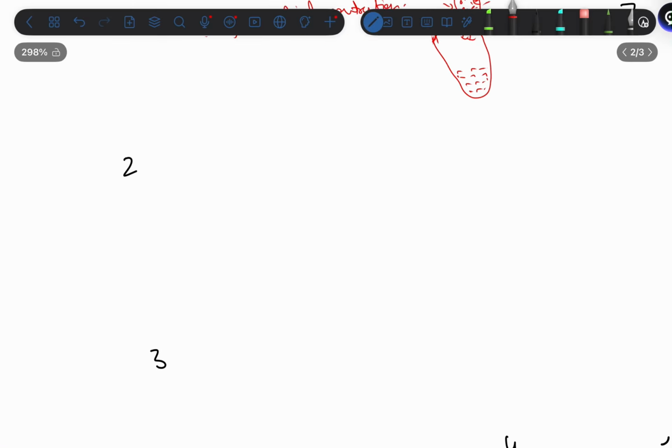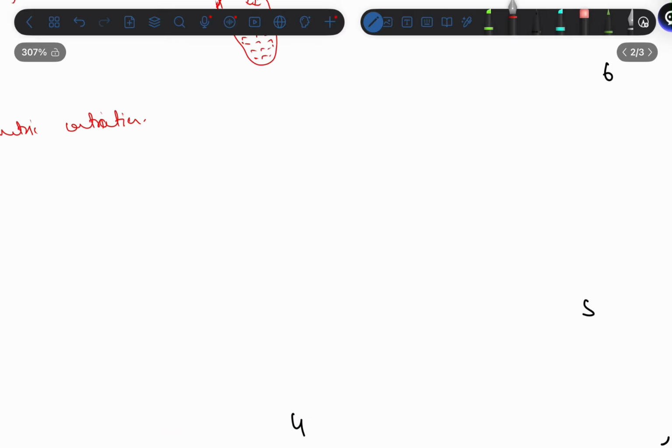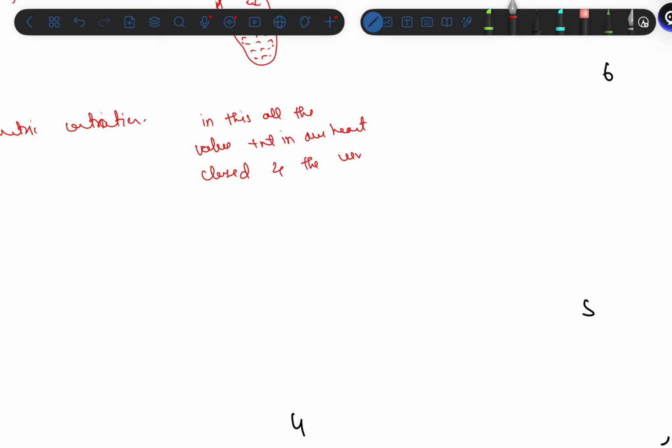Now the second phase is isovolumetric contraction. Why is this phase called isovolumetric contraction? Because in this, all the valves present in our heart are closed and the ventricles start contracting.